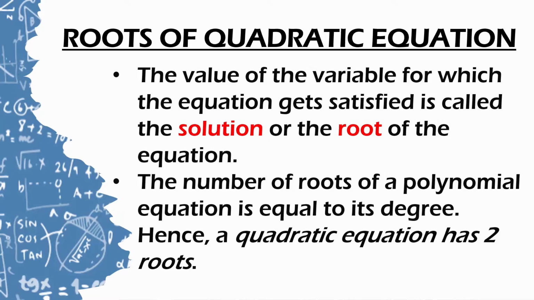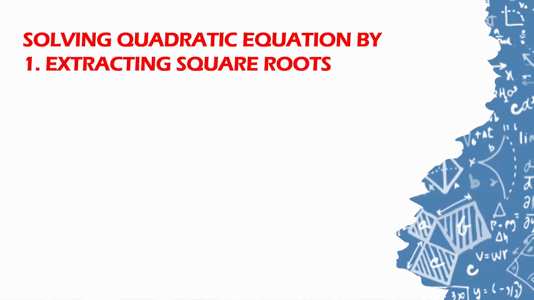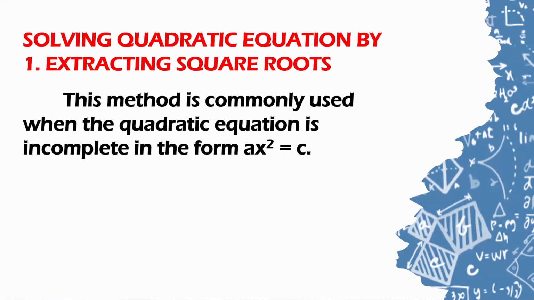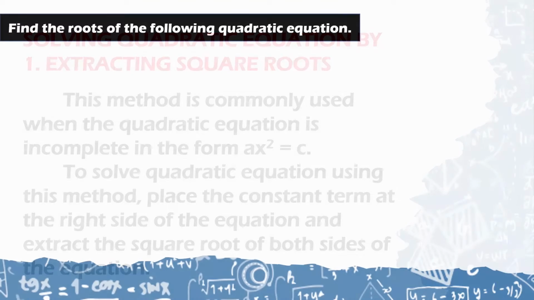We will have first our first method, solving quadratic equations by extracting square roots. This method is commonly used when the quadratic equation is incomplete and in the form ax squared equals c. To solve the quadratic equation using this method, place the constant term at the right side of the equation and then extract the square root of both sides of the equation. Let us have our examples.